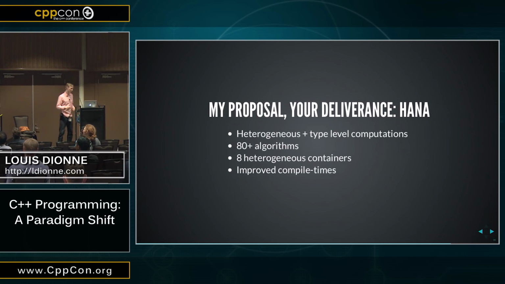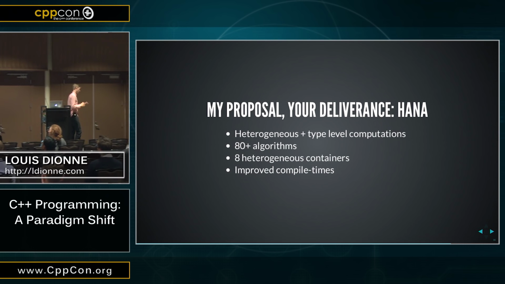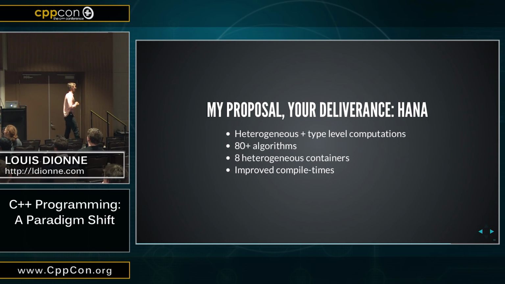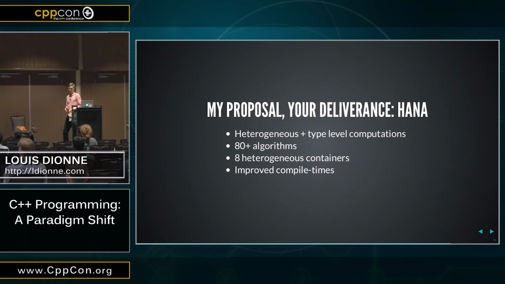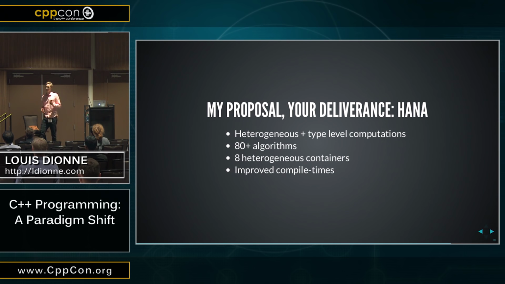Okay, so now my proposal, and hopefully your deliverance from hard to do metaprogramming, is Hana, actually now Boost Hana, which is a library for heterogeneous and type-level computations. So it does everything that the MPL does, which is type-level computations. It also does everything that Fusion does, except it's not lazy, it's eager. So this is for people who know Fusion very well. Everything in Hana is eager instead of being lazy.